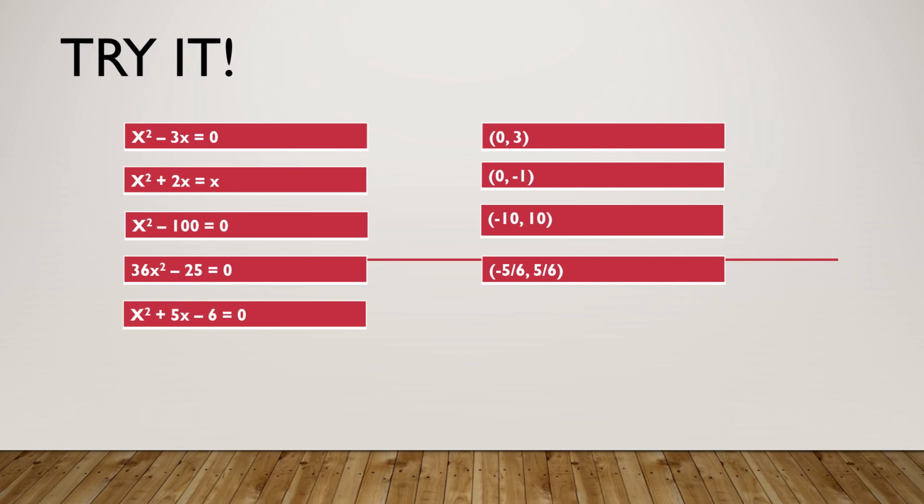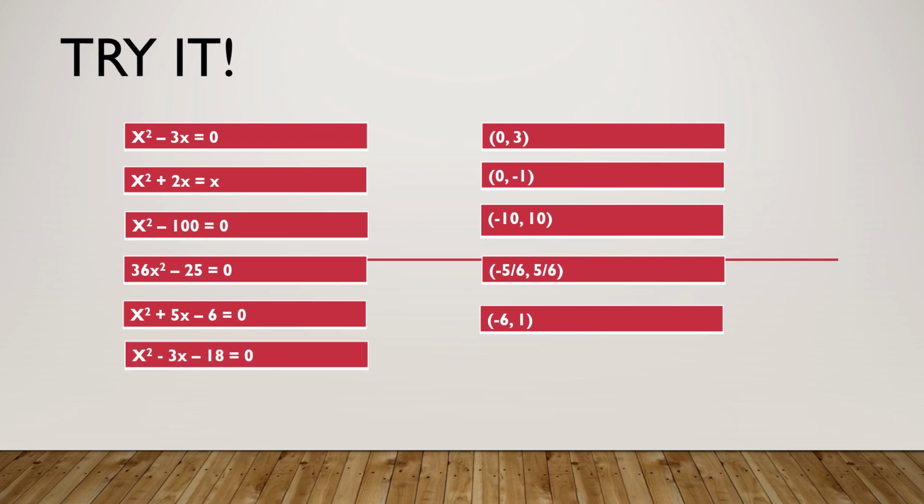Second, using the trial and error method, you have x squared plus 5x minus 6 equals 0. So the factors of 6 we're going to use are what? Okay, so 6 and 1. Adding 6 plus 1 gives 7. We're looking for 5, so we're going to subtract 6 minus 1. So that would be x plus 6 and x minus 1. So the solutions would be negative 6 and positive 1.